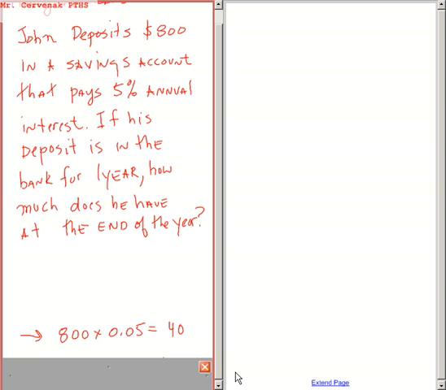And our shortcut method is to convert the percent to a decimal, multiply it by the whole, so $40 annual interest. To find the amount in the bank account, we add those two numbers, and our final answer is $840. So at the end of 1 year, John has $840 in the bank account.